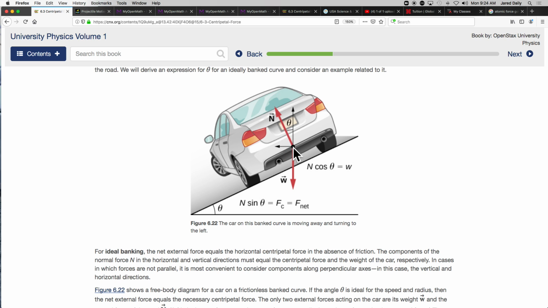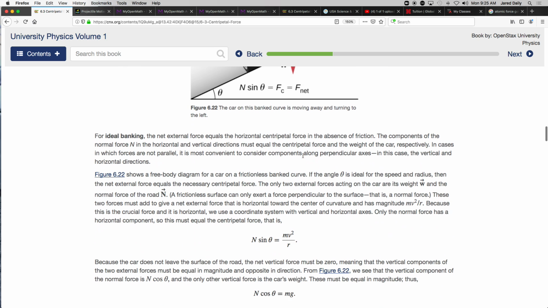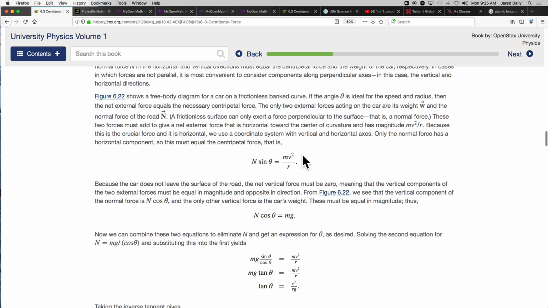And if you bank this curve enough, then you don't actually need any other force but the normal force. The normal force can do it all if you have it at just the right angle for the particular speed of the car, a particular speed around a particular angle. So in this problem here, they're actually solving for the angle of the road that you need to have for a particular speed around a particular radius, so that you can bank the road perfectly for a particular speed.